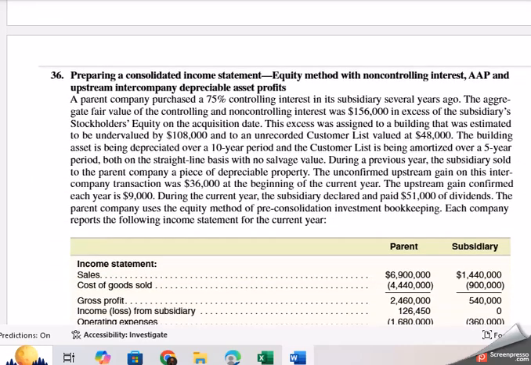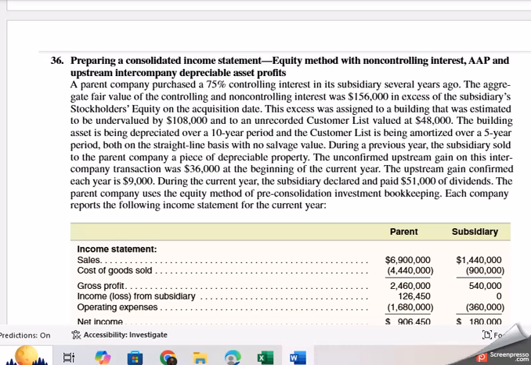Okay, then we have, again, preparing the consolidated income statement, and now it is still upstream, but we have an intercompany gain, an unconfirmed upstream gain. As we read it, again, the parent has 75%, NCI has 25%. The building has $108,000. There's a customer list at $48,000. The building is depreciated at 10 years, customer list at 5 years. So that'll calculate out our depreciation and amortization.